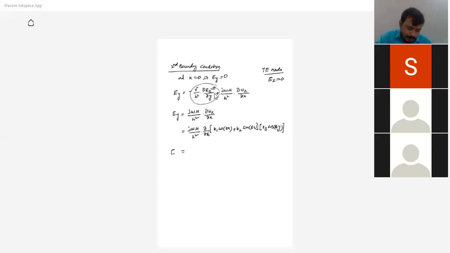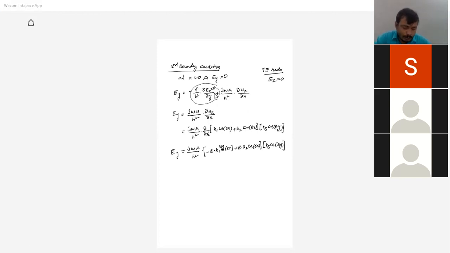Now our equation becomes Ey is equal to j omega mu by h square, this is minus b into K1 sin bx plus b into K2 cos bx, then K3 cos ay. This is only the partial derivative of x, so that's why we only take the x.